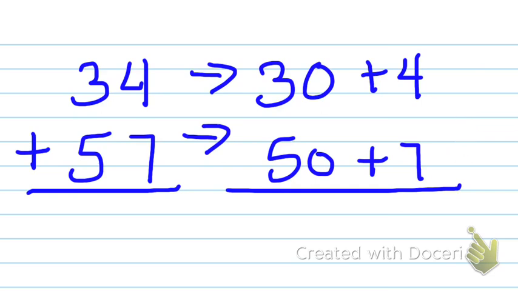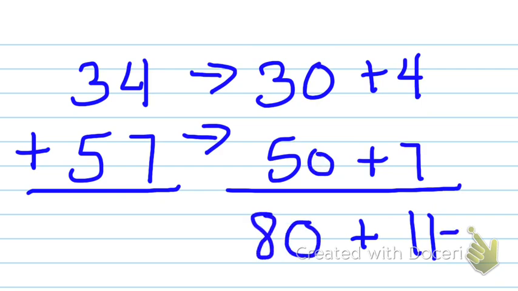4 plus 7 is 11. 30 plus 50 is 80. So my answer is 91. If this is the addition strategy that you prefer, write this one in your journal.